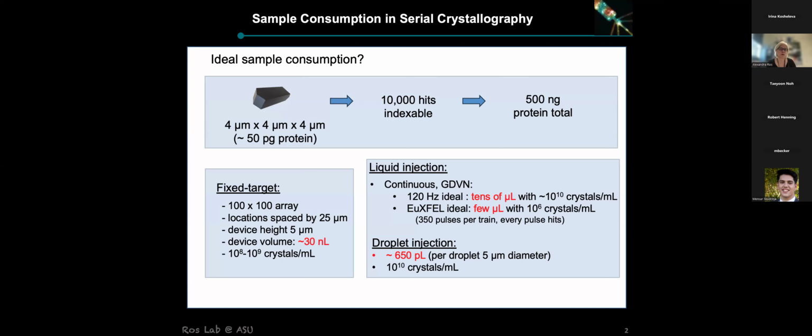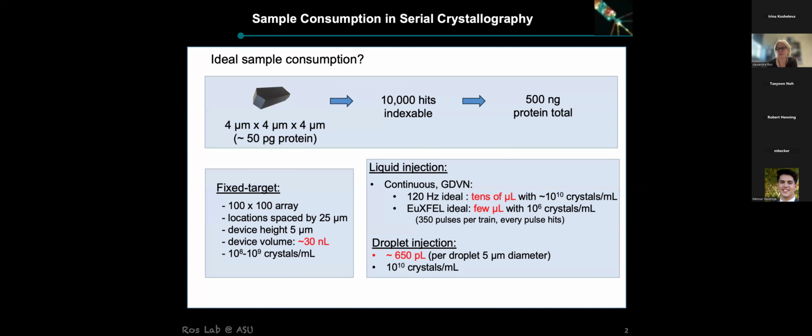We can also look at droplet injection, which is probably, out of the three that I provided here, the one with the lowest sample consumption. So if you assume that you can keep your crystal in a 5 micrometer diameter droplet, and each of the droplets containing one crystal would be hit by an X-ray laser, then you end up with about 650 picoliters needed. If you put your 10,000 crystals into one such droplet, then you would have a crystal density of about 10 to the 10 crystals per milliliter.